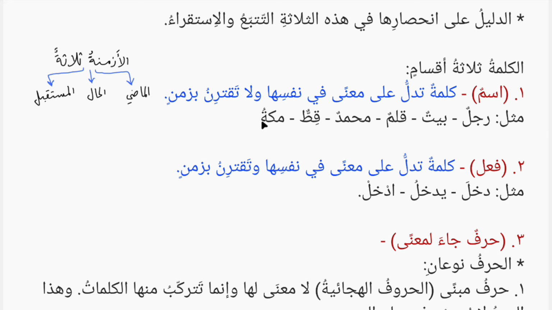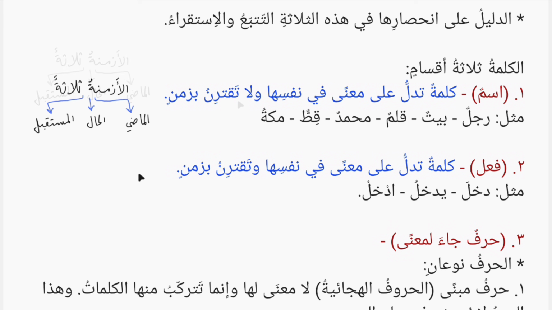They indicate a meaning في نفسها, on their own. We don't need to add words next to it, to the left of it, to the right of it, to indicate that this is referring to a man, this is referring to a place, a pen, a human called Muhammad, an animal, a place. They indicate those meanings on their own. في نفسها. تدل على معنى في نفسها, on their own, independently. ولا تقترن بزمن, and they have no association to time. This Mecca, is it in the past, is it in the present, is it in the future? No relationship to time. Time here, when we say has no association to time, we're referring to tenses.